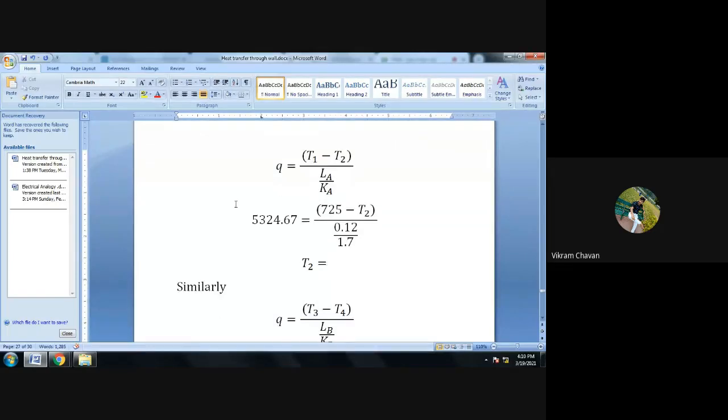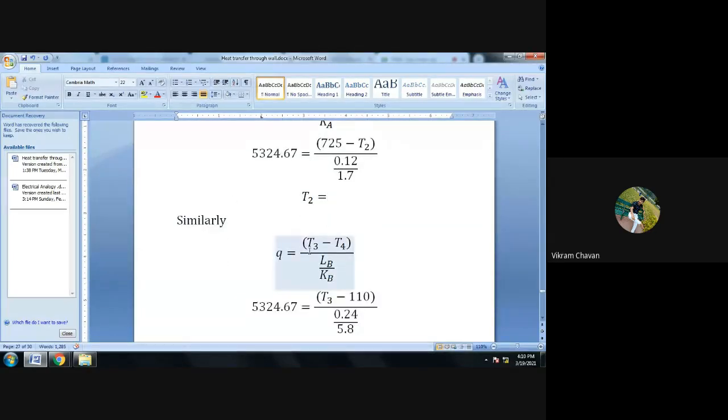In a similar fashion, Q is equal to T3 minus T4 whole divided by L suffix B divided by K suffix B. Q is known, T4 is known, L suffix B and K suffix B are known. Just find the T3 value. The unknown is T3 only.